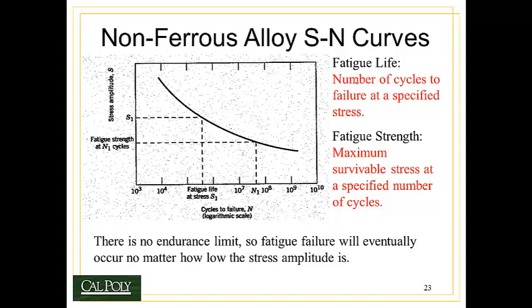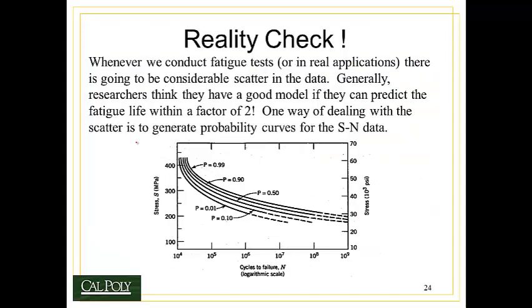There are two properties we could measure from this graph. We could look at the fatigue life, which is the number of cycles to failure at a specified stress. For example, if I said the stress is S1, the fatigue life would be measured by coming down here. Or for fatigue strength, I go to a certain specified life N1, go up to the curve and over, and that's our fatigue strength at N1 cycles. It's the maximum survivable stress at a specified number of cycles. Once again, the important thing is that in non-ferrous metals like aluminum and titanium, there is no endurance limit. The possibility of infinite life does not exist.